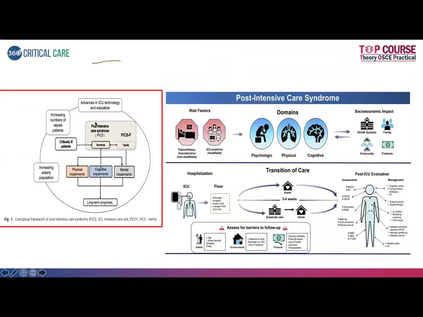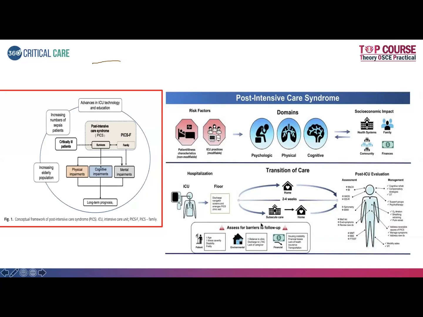The main point about post-intensive care syndrome is that it is not only for the survivors; it extends to the family as well. This is PICS. So in terms of survivors, you look into the physical impairment, cognitive impairments, mental impairments, and long-term prognosis.